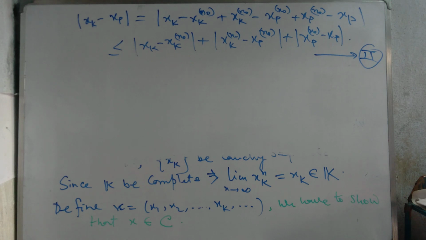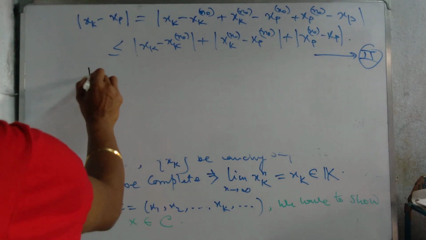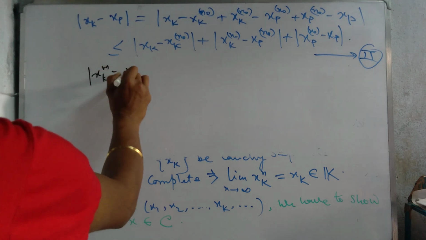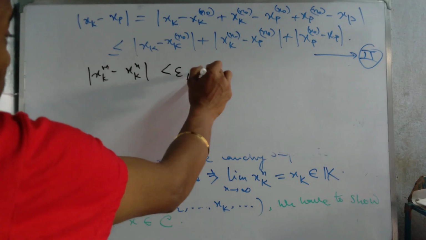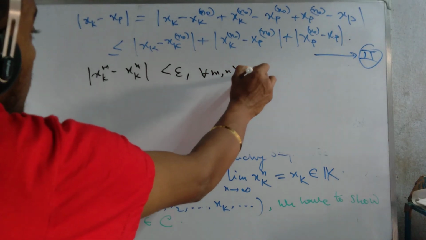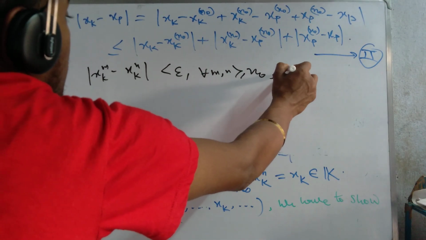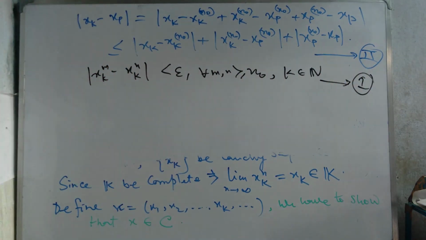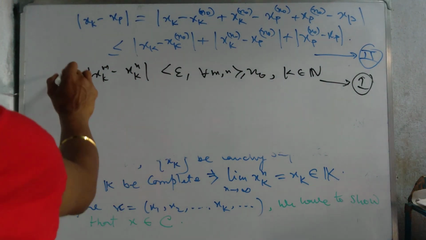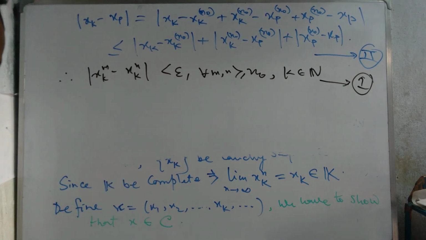So what is given in 1, that means that is not marked. This one: |x_k^(m) - x_k^(n)| < epsilon for all m, n greater than or equal to n0 and k belongs to the natural numbers. We mark this one. Okay. Then from this, what happened?